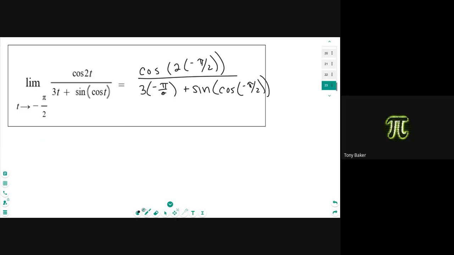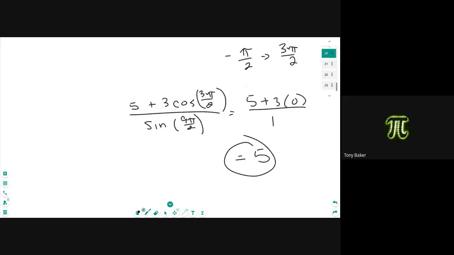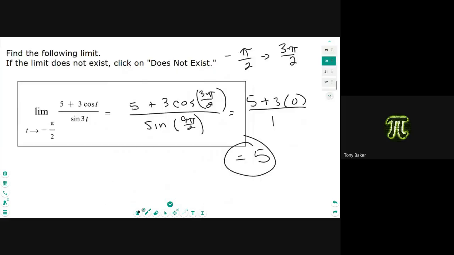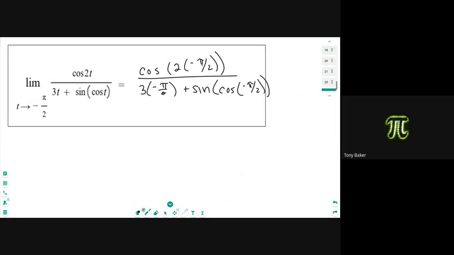But remember, negative pi over 2 is just going backwards. So it's really the same as 3 pi over 2. So what's cosine of 3 pi over 2? 0. So that's a big 0. What's sine of 0? 0. So the bottom is negative 3 pi over 2.